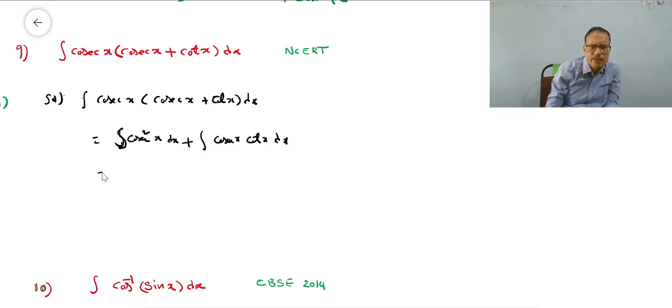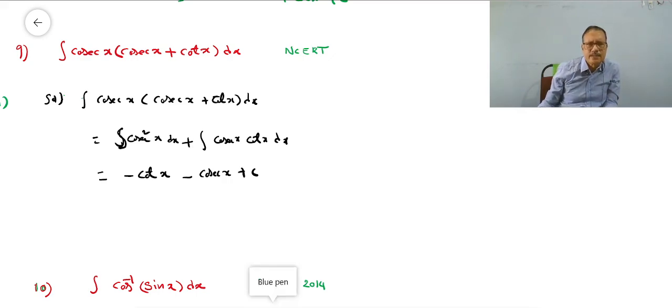So what is the formula of integral of cosecant square x? Minus cot x. What is the formula of integral of cosecant x cot x? Minus cosecant x plus constant. Just we have separated the integral of cosecant square x dx plus integral of cosecant x into cot x dx. Integral of cosecant square x dx is minus cot x. Integral of cosecant x cot x is minus cosecant x.